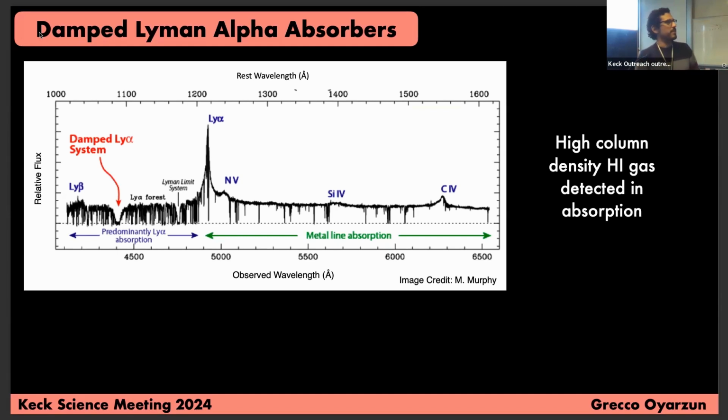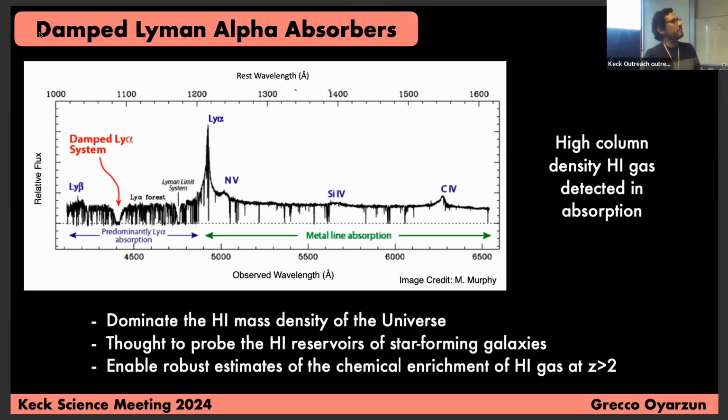So in short, a damped Lyman alpha absorber is a high H1 column density intervening gas absorber that's apparent in the spectrum of a background quasar. So now the follow-up question is, well, why should we care about damped Lyman alpha absorbers? First, because they dominate the H1 mass density of the universe. If you care about H1 gas, then most of that gas is traceable by damped Lyman alpha absorbers. And even though they are rare compared to the low column density gas in the Lyman alpha forest, because of their high H1 column density, they turn out to dominate the H1 gas mass density.